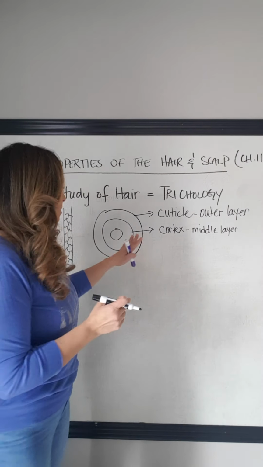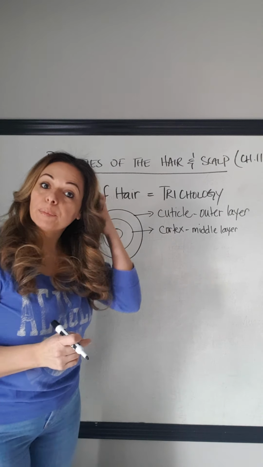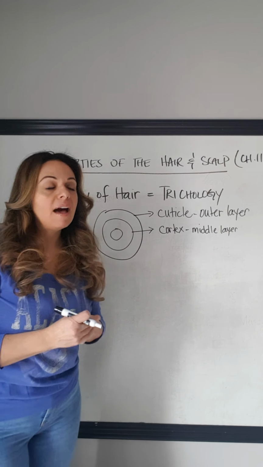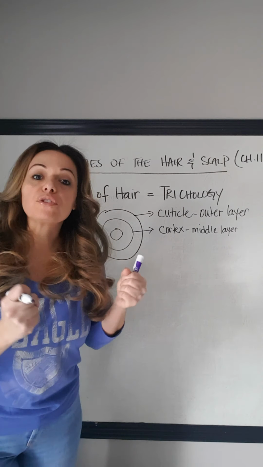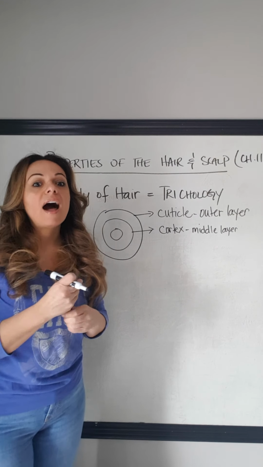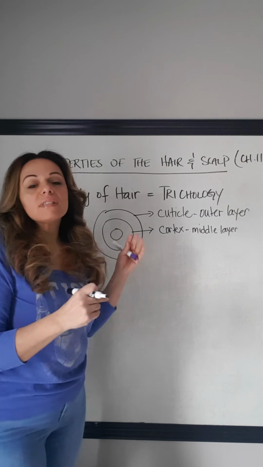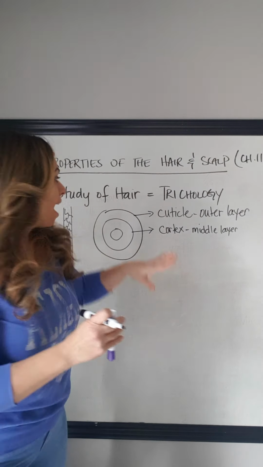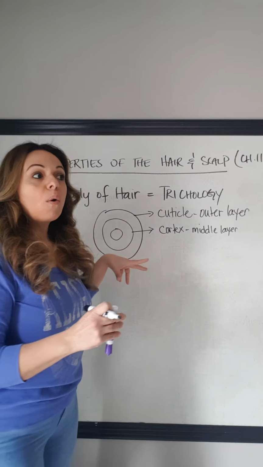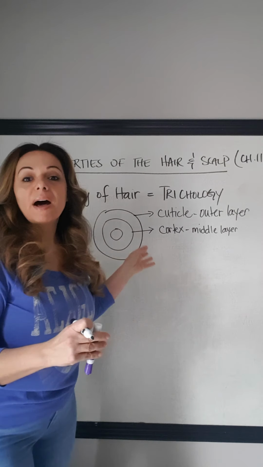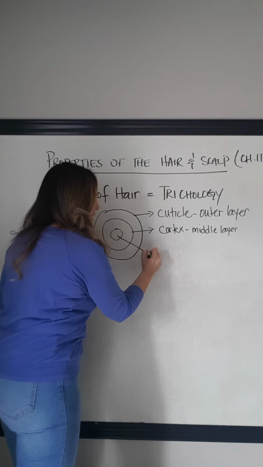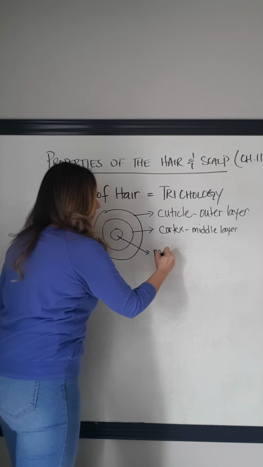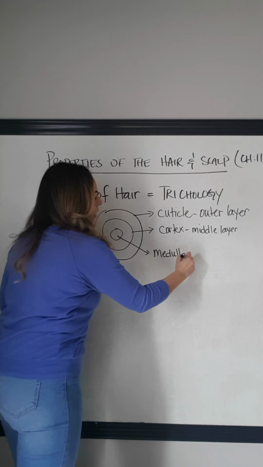It contains the natural hair color pigment, which we call melanin. It is responsible for elasticity, the ability of hair to stretch and return. And everything that happens to the hair when we style it happens because of, or is affected by, the cortex. Okay? The last layer of the hair, the innermost layer, is called the medulla.